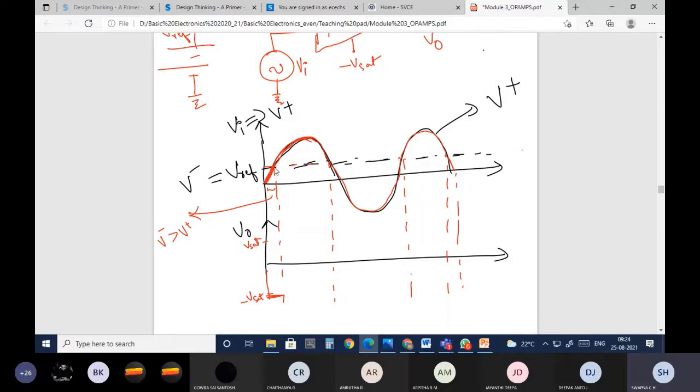Okay, then this is above the reference line, so this is V plus. V plus is greater than V minus. So I'll have plus V saturation. Then below this, from here to here, this is V plus and this is V minus. So from here to here, V minus is greater than V plus. So I'll have minus V saturation. Then again from here to here, V plus is greater than V minus. So I'll have plus V saturation.